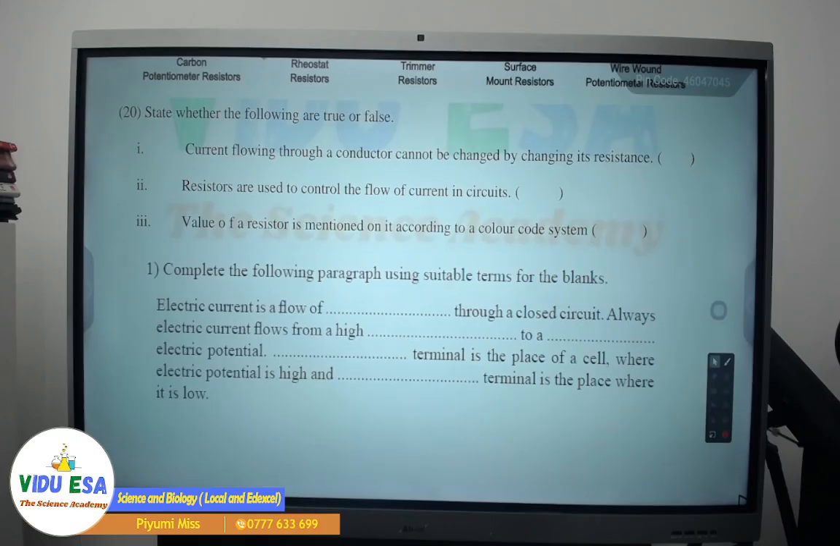The symbol for potential difference is V. The unit of potential difference is the volt and its symbol is V. The equipment used to measure potential difference is the voltmeter. How is a voltmeter connected? A voltmeter is connected in parallel to the circuit to measure the potential difference between 2 points.